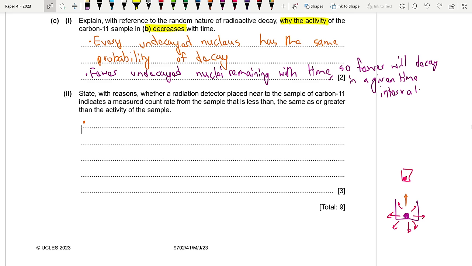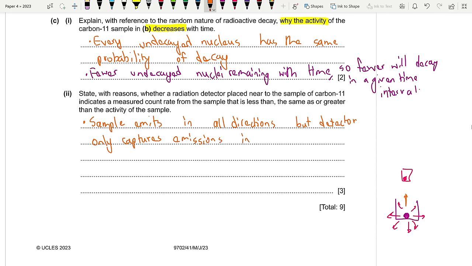So let's go for it. The sample emits in all directions, but the detector only captures emissions in one direction, as I've told you, the orange arrow.